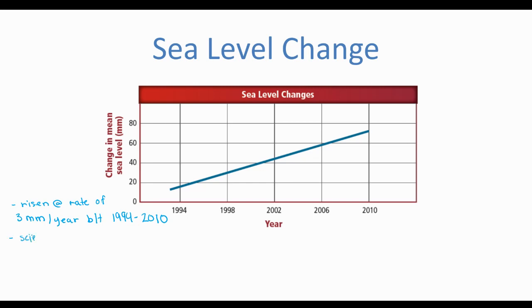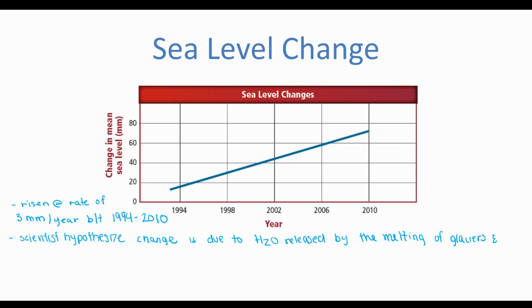Scientists hypothesize that this change is due to water release by the melting of glaciers and also the thermal expansion of the ocean due to warming.